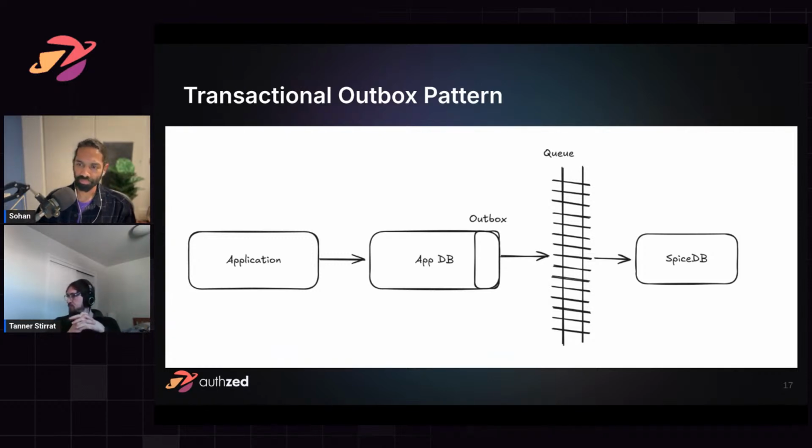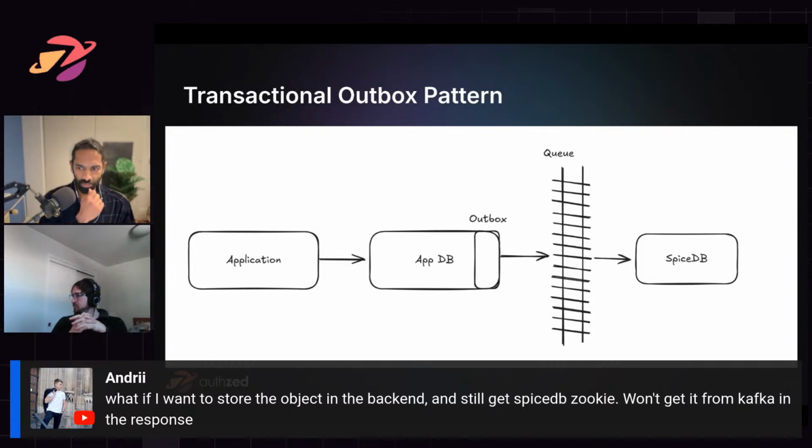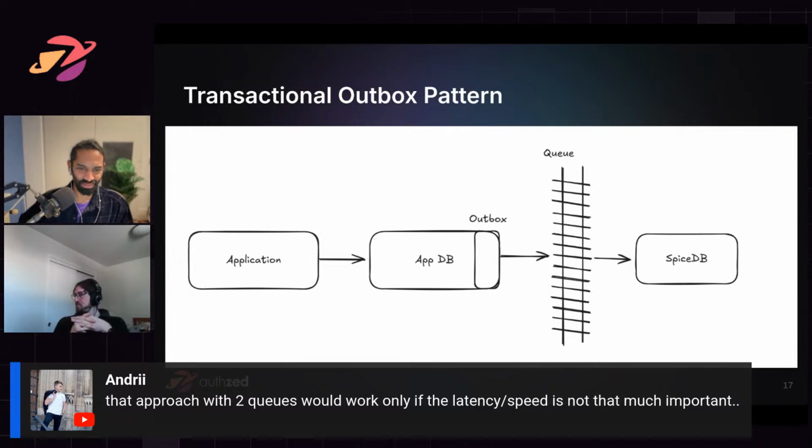Got it. Okay. I think we have a couple of questions from Andre and Yordis, so let's take Andre's first. What if I want to store the object in the backend and still get the SpiceDB ZedToken? I won't get it from Kafka in the response. Yep. And that's again, we're back to that same question of how do you know that the write has landed? And at my company, we just ignored that entirely because we used minimize latency everywhere. So that's not a satisfying answer.